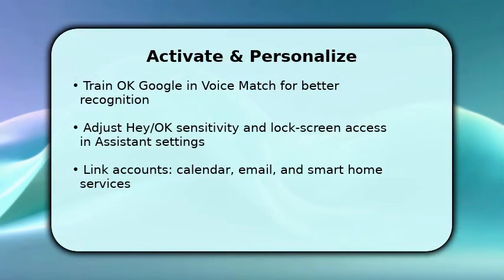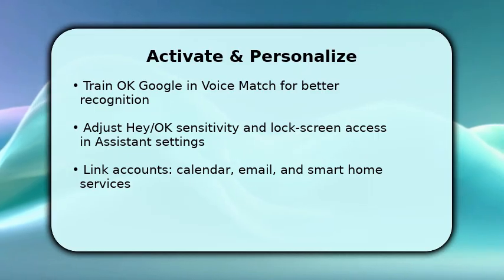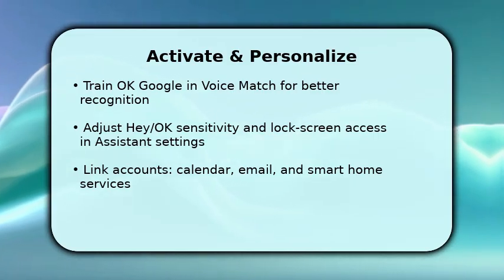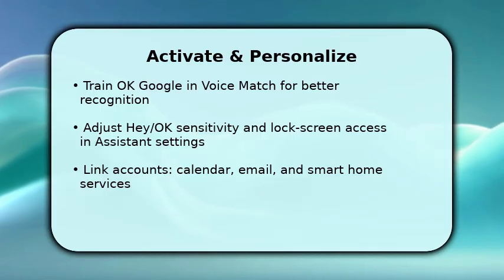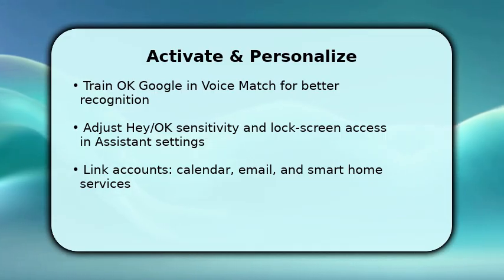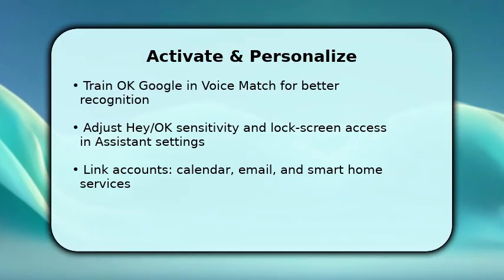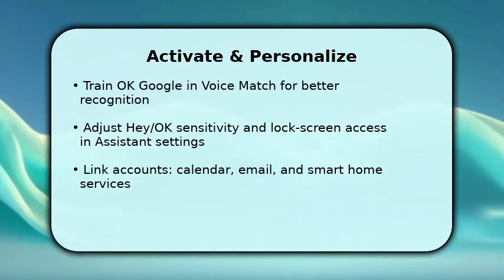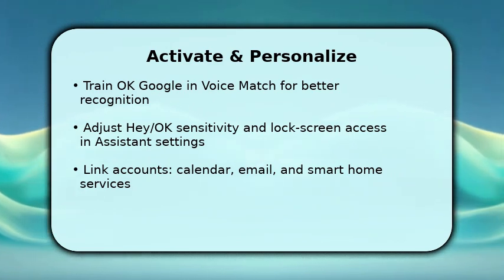Next, activate and personalize behavior so the assistant fits your routine. Use voice match to train the assistant to your voice. This reduces false triggers and improves accuracy. Then customize sensitivity and lock screen access in assistant settings so it works when you want and stays secure when you don't. Link accounts like calendar and email and connect smart home services to enable contextual commands and routines. Make sure to test a calendar query and a routine trigger to confirm account linking and permissions are correct.